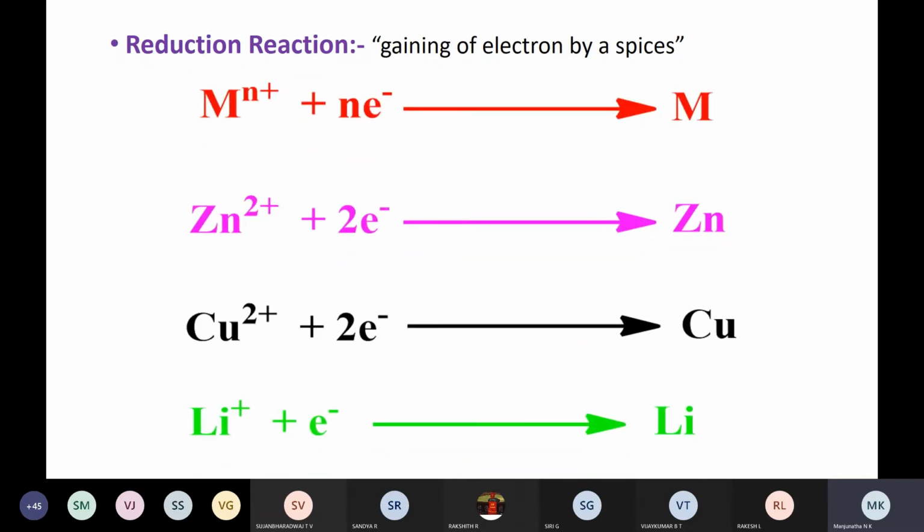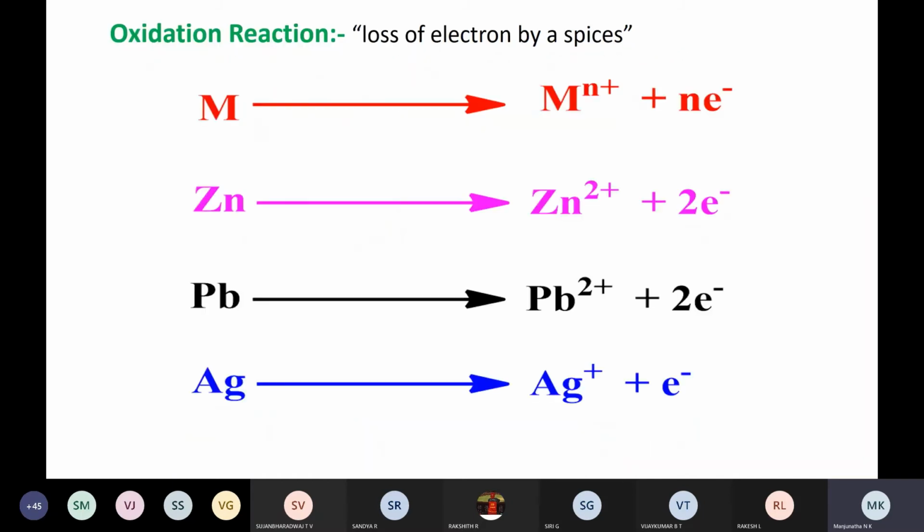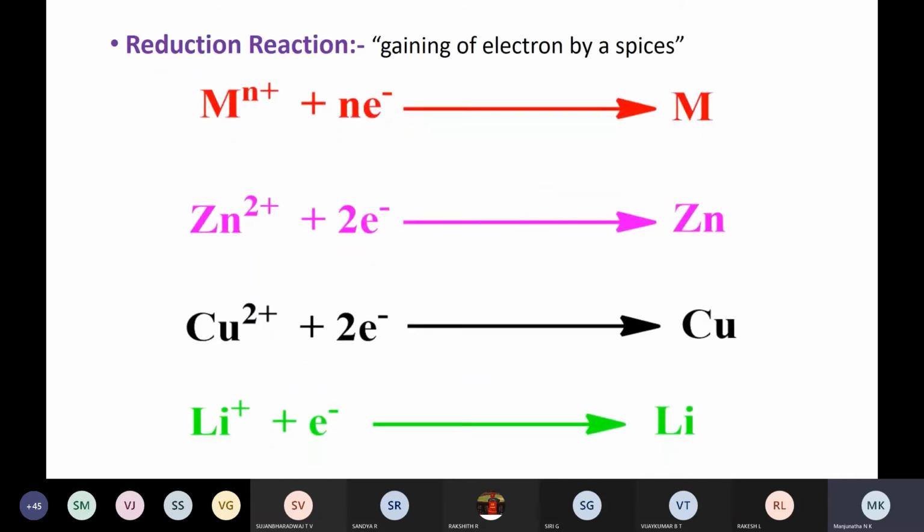See here there are some reduction reactions. First we consider a general reduction reaction. One thing you need to remember: the oxidation reaction is observed on a metal, but the reduction reaction takes place in a metal ion. In the oxidation reaction, the metal is converted into a metal ion with the liberation of electrons, so oxidation is observed in metals. But in the case of the reduction reaction, it takes place in metal ions.